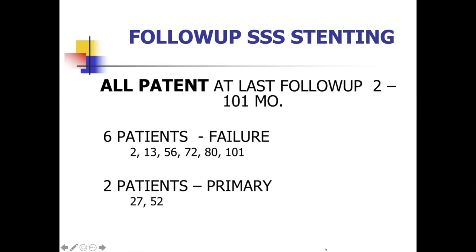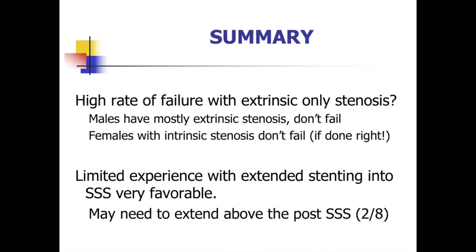So it looks like if you follow it out and finally get rid of the stenosis and get the gradient dropped, it's going to stay that way. So what we think is that if you have extrinsic only stenosis, the typical pseudotumor patient, obese, young, extrinsic stenosis, they are likely to fail. If a patient has intrinsic stenosis, they likely are not going to fail. Most males have, that's a typo, it's intrinsic stenosis, and they don't fail. Females with intrinsic stenosis won't fail. It's the extrinsics. We have very limited experience at this point with extended stenting, but it looks quite favorable. And in 2 of the 8, we've had to extend above just the posterior sagittal sinus.